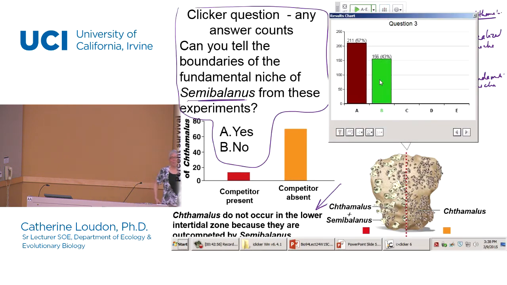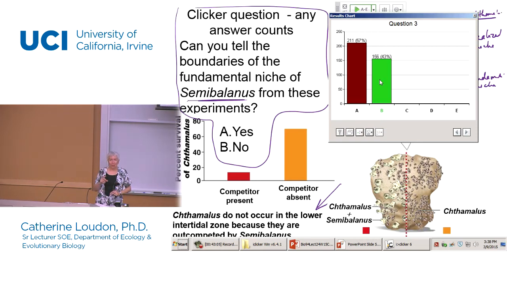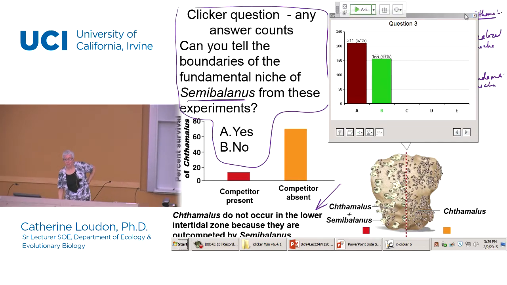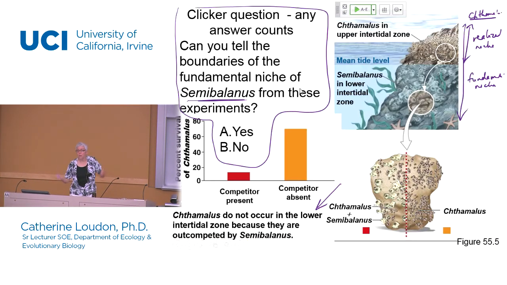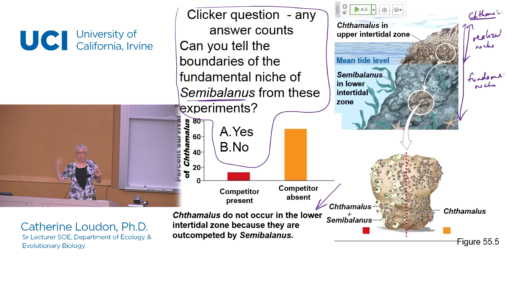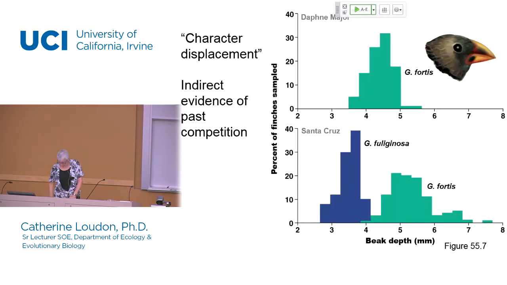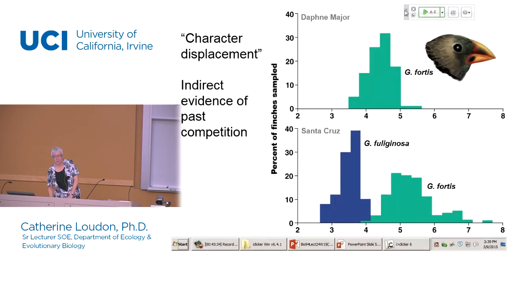Simply because one species has a particular kind of effect on the other doesn't necessarily mean you can infer that the reverse is true. Really, in order to evaluate what the fundamental niche of Semibalanus is, you would actually have to do the same experiments in reverse. Take a rock with Semibalanus, move them up into the upper intertidal, and so on. You really can't make inferences about one particular species from experiments that are done on another one. So, alrighty.